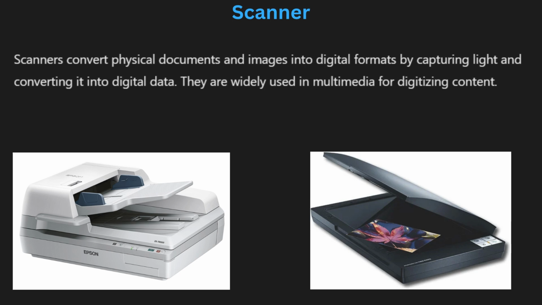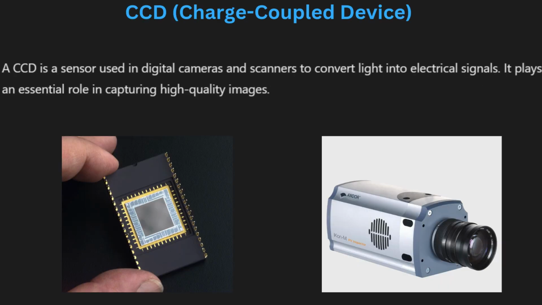So now the scanner. The scanner is a device that converts the physical documents and the images into the digital format. It works by capturing the image or text and converting it into a series of pixels that can be stored on a computer or other storage devices. Scanners are used to digitize the photos, the artwork, and the printed documents, making it easier to store, edit, and share them electronically. Modern scanners can capture the high resolution images that retain the detail and the quality of the original document or picture. So now the charged coupled device.